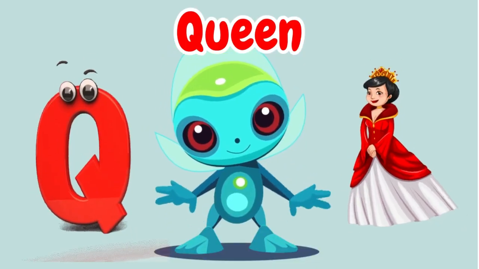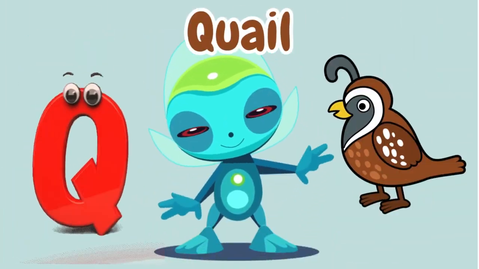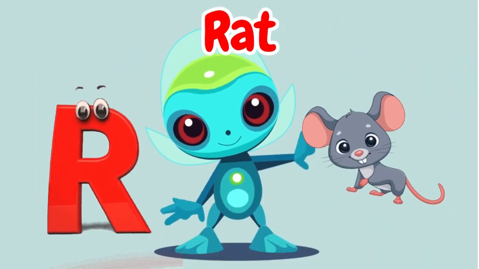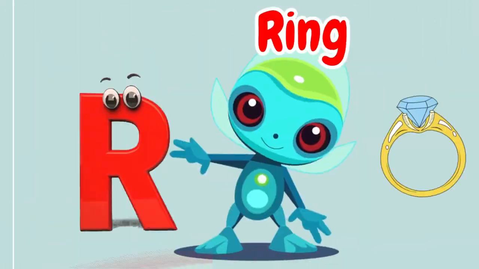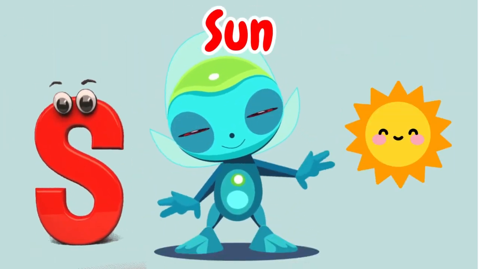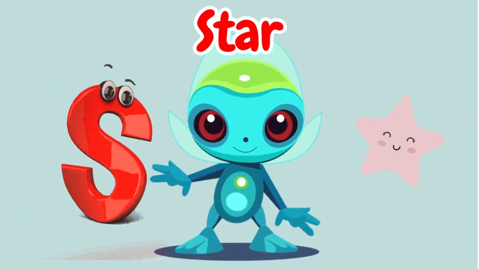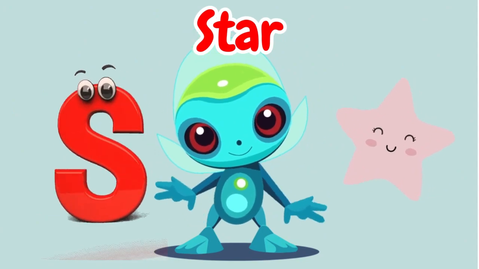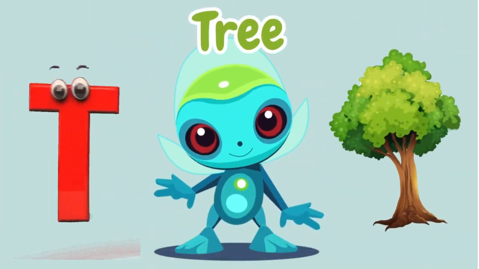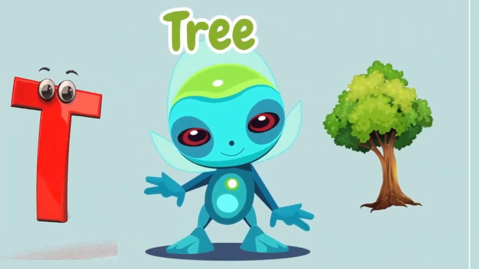Q is for queen, queen. Q is for quail, quail. R is for rat, rat. R is for ring, ring. S is for sun, sun. S is for star, star. T is for tiger, tiger. T is for tree, tree.